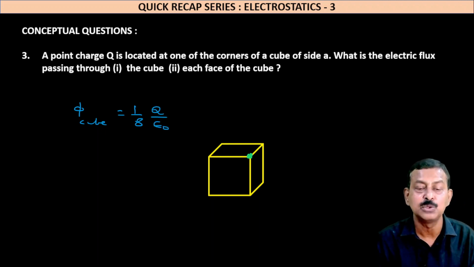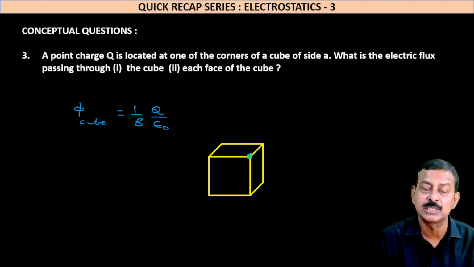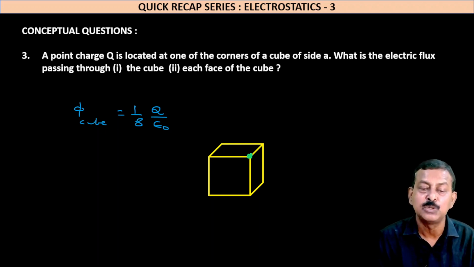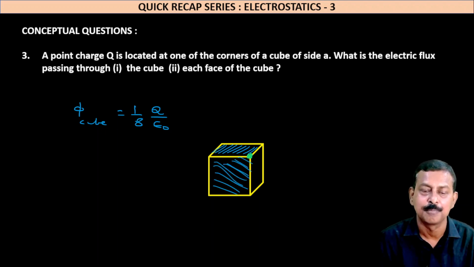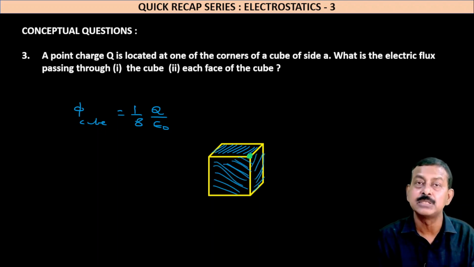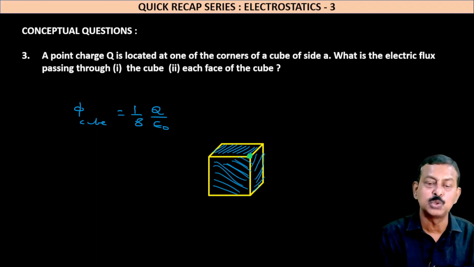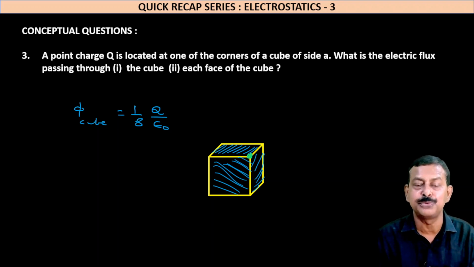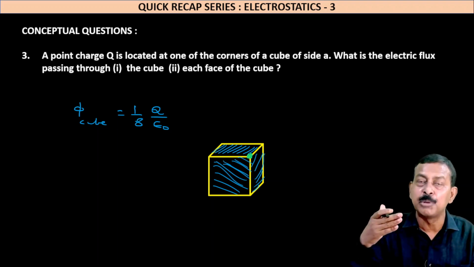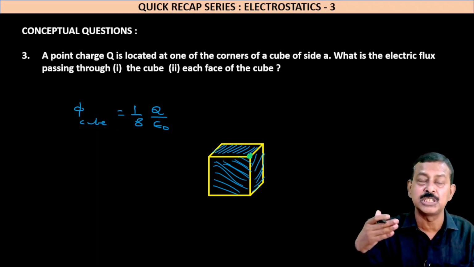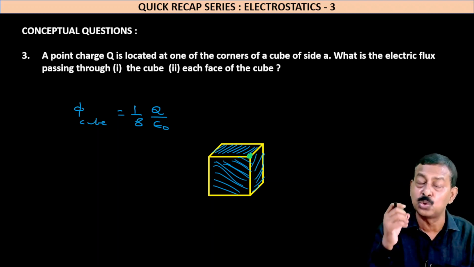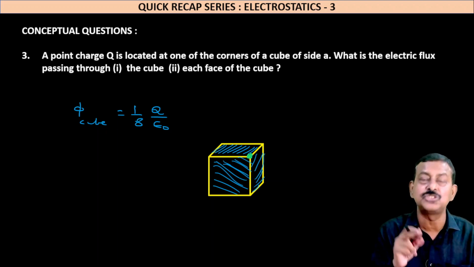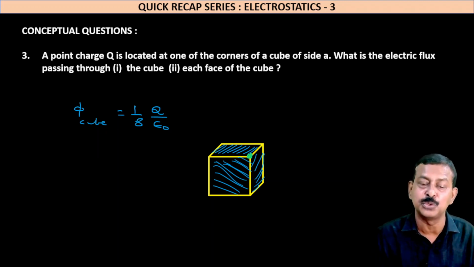Now you see that the electric lines of force will be grazing through these 3 faces. This is one face, this is another one, and this is the third one. That means the faces which are adjacent to this particular corner where the charge is located. Through these 3 faces, the electric flux will be 0 because the lines of force are grazing through these surfaces, so they are not passing through them.